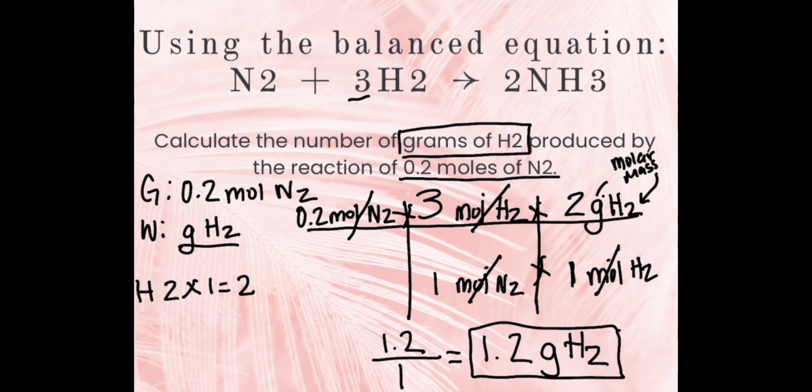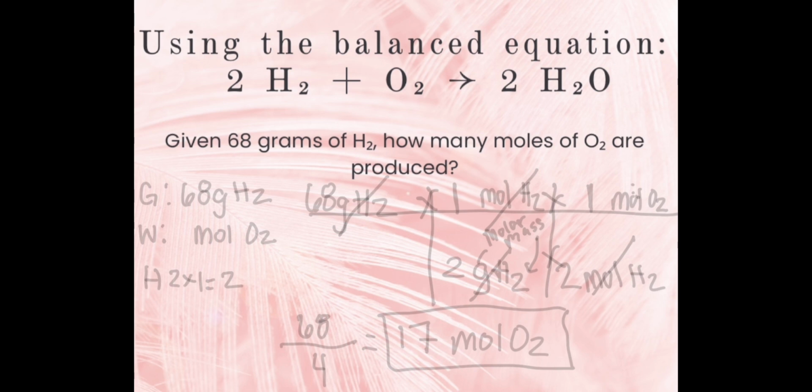All right, let's move on to the next example, okay? So we have a balanced equation below, all right? And the problem states, given 68 grams of H2, how many moles of O2 are produced? All right, so I'm going to start again by listing my given and listing my want. I see that I was given 68 grams of H2. All right. And then I want the mole of O2.